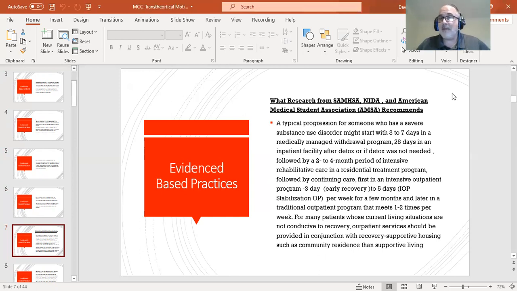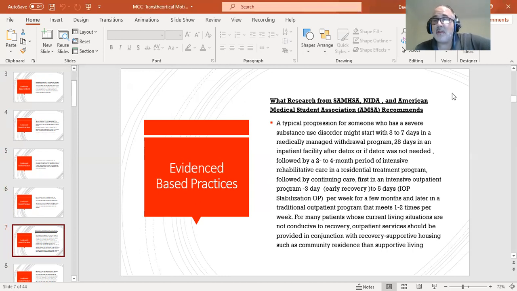I know at CASA we don't have an IOP officially licensed, but our stabilization is kind of modeling that a little bit. I think with IOP the requirement is about 9 hours a week, where stabilization might get them about 6. So it's close. It's the best we can do because it's a different license. Then per week for a few months, and later a traditional outpatient program that meets 1 to 2 times per week. So again, this is in a general sense, and it definitely applies to how we do it at CASA, but it is speaking holistically, not for CASA specifically. So those groups would be like the PRS and recovery enhancement.